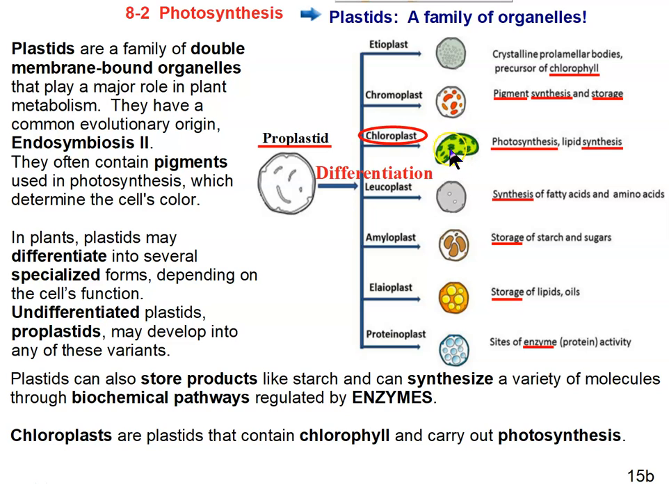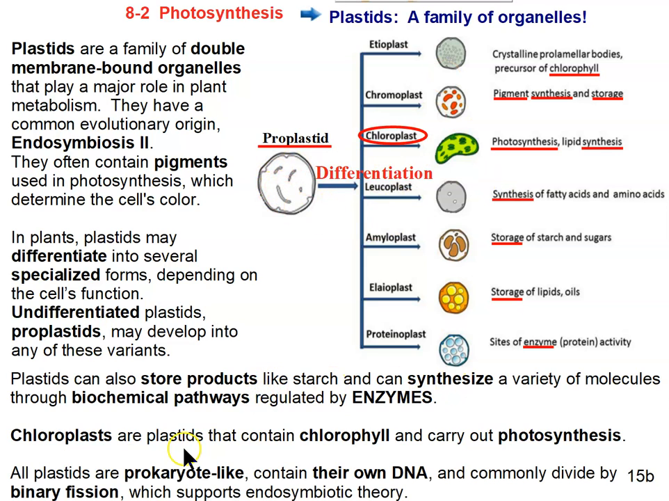But you do need to know that chloroplasts are just one kind of plastid in a whole family of plastids that have the same evolutionary origin and the same developmental origin, from proplastids to all these different plastid types. So all plastids are prokaryote-like and contain their own DNA and reproduce through binary fission, which supports the whole theory of endosymbiosis. So again, endosymbiosis is the theory as to where plastids came from in the first place.